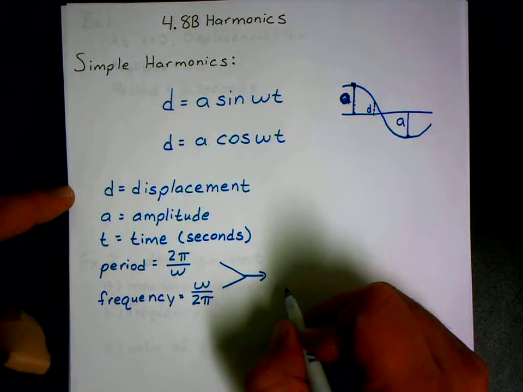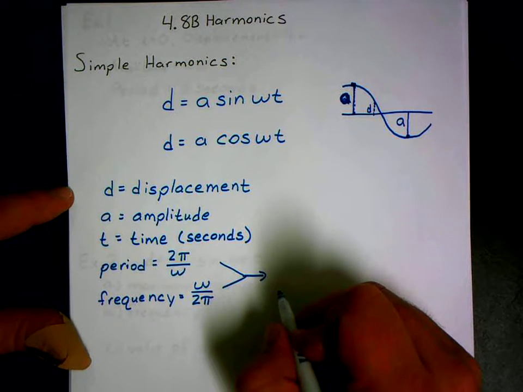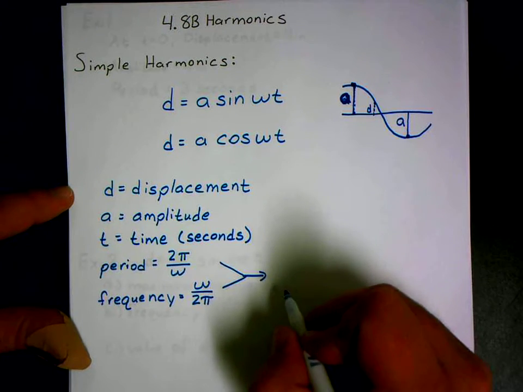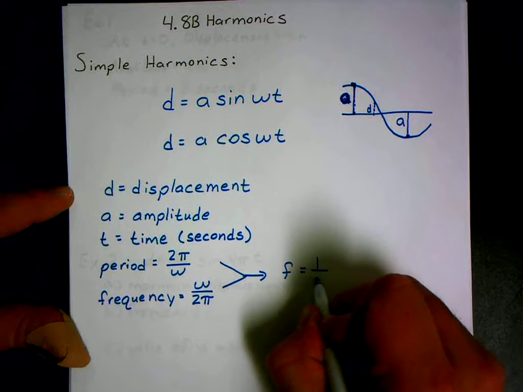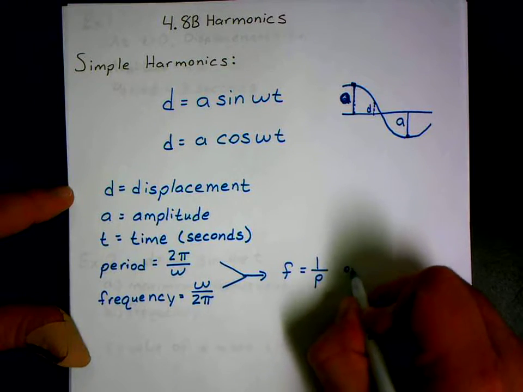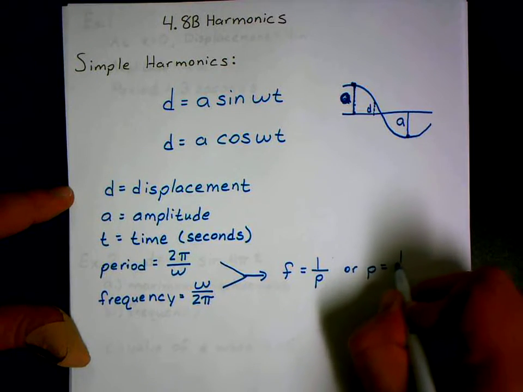It's just a number. So frequency equals 1 over the period, or period equals 1 over the frequency.